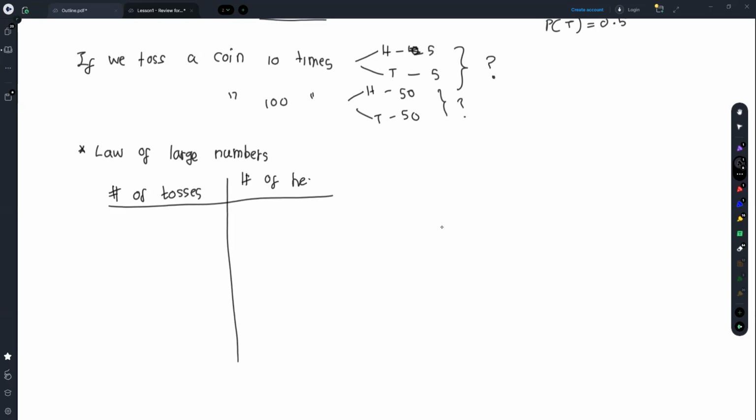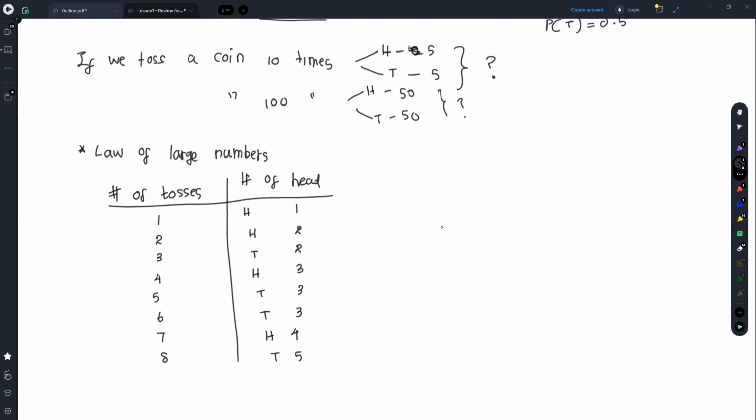Number of heads. You get a coin, you can do this. You can toss it many times, right? You toss the first toss. If you got a head, you count it. So the number of heads is 1. Second time, again you got a head, so number of heads is 2. You toss for the third time, you got a tail, so the number of heads is still 2, right? Because you got a tail. Fourth time, you got a head, 3 heads. Fifth time, a tail, 3 heads. Sixth time, a tail, 3 heads. Seventh, a head, 4. Eighth, a tail, still 4.